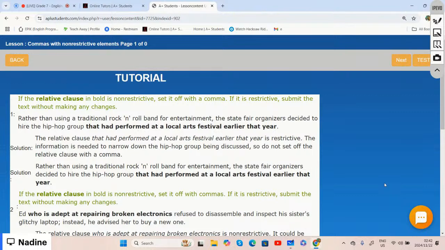And if we were to choose the correct option, it says the relative clause that had performed at the local arts festival earlier that year is restrictive. The information is needed to narrow down the hip hop group being discussed. So they're basically telling us that the hip hop group already performed. So do not set the relative clause off with a comma.